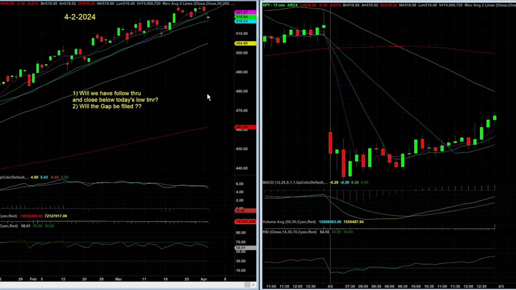Today is April 2nd, and we're looking at the SPY daily chart on the left and 15-minute on the right. I try to make everything as simple as possible. Today we had a gap down, quite significant. It's a huge gap down, but the gap wasn't filled, and so we missed the short.